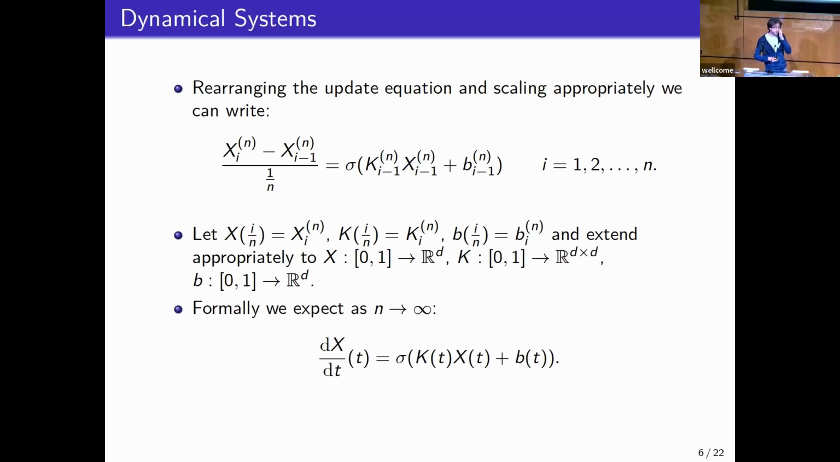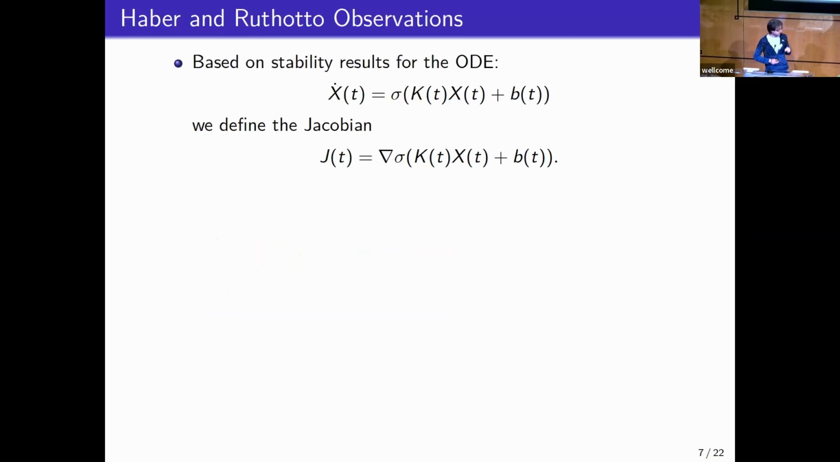Okay, so very formally, if I take my n off to infinity, this is kind of what I expect: my x's should become an x dot, and the right-hand side stays more or less the same. One can make observations based on this dynamical system. What I'm going to say now is slightly wrong, but it helps to inform what a good architecture should look like.